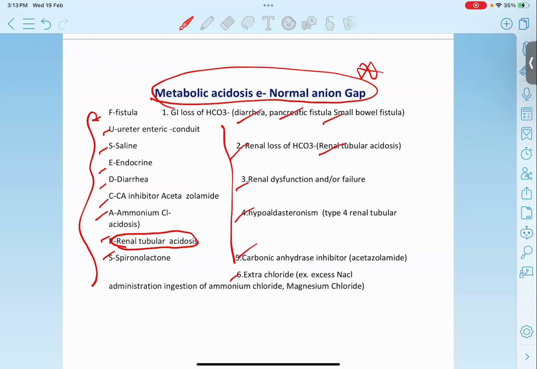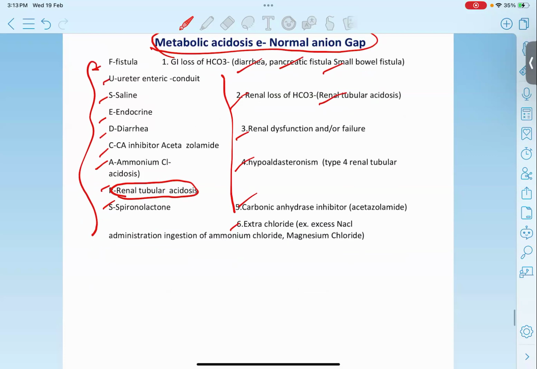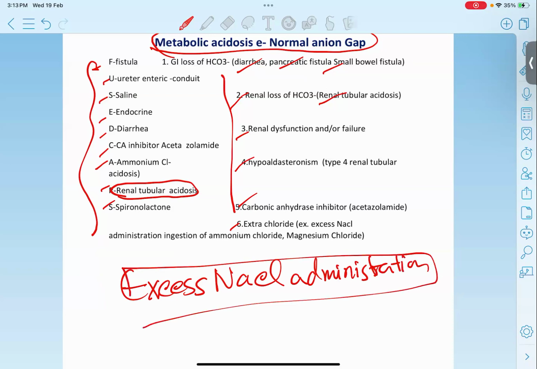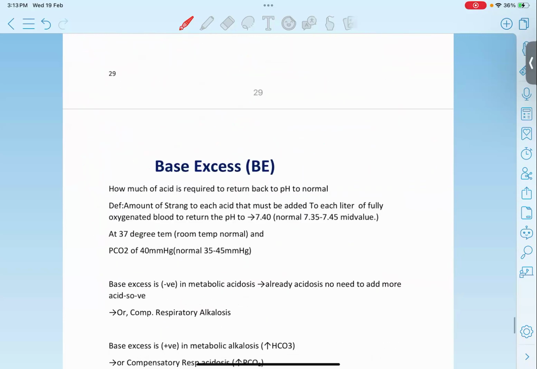So here is a very important recall, that is excess sodium chloride administration. All of these are important, but excess sodium chloride administration, this is most important. So if in a metabolic acidotic patient we infuse excess amount of sodium chloride, then that patient will present with metabolic acidosis with normal anion gap. So that is all.